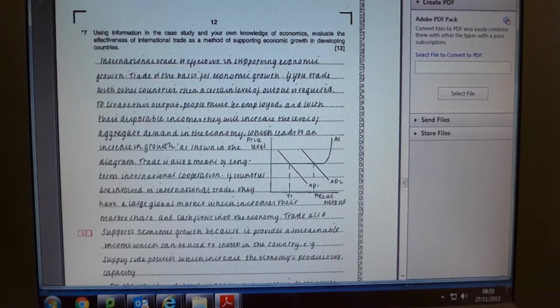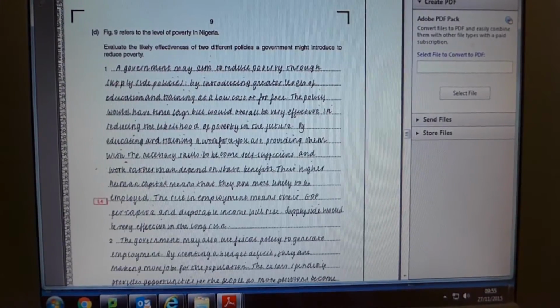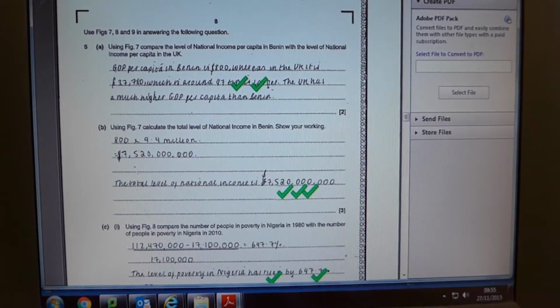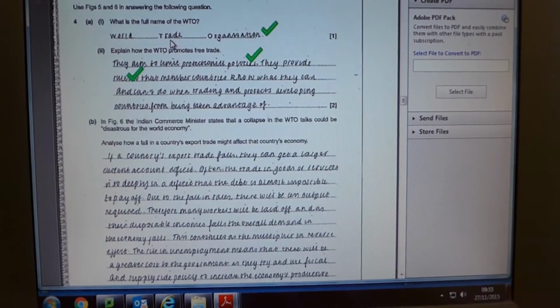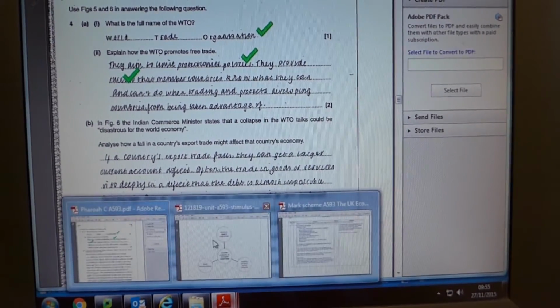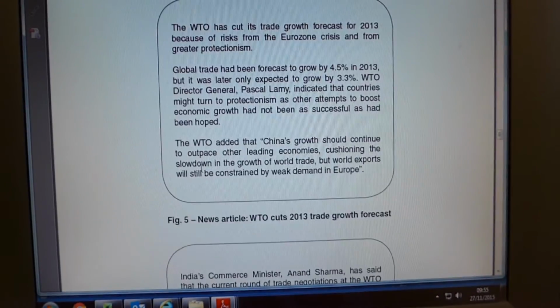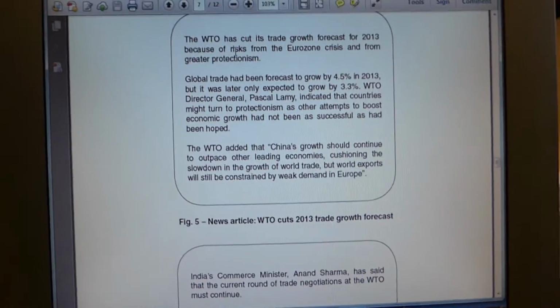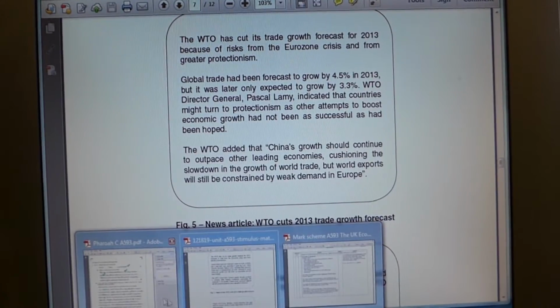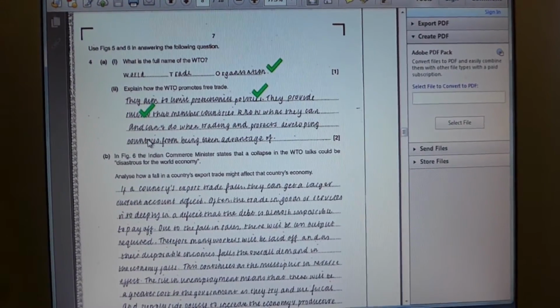Okay, so let's get back then to the rest of the questions. Now we're on to question 4, extracts 5 and 6. Now we're into trade and protectionism for extracts 5 and 6. And the questions to start off with, again, are fairly straightforward.